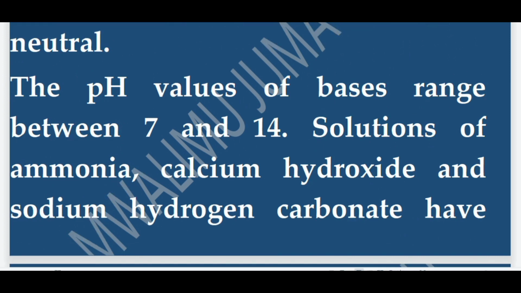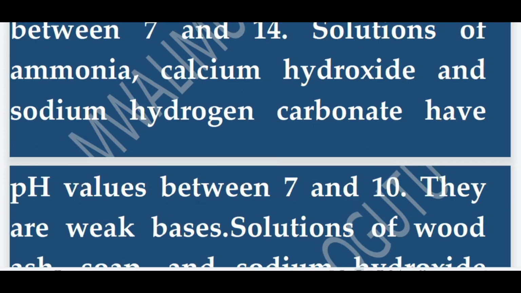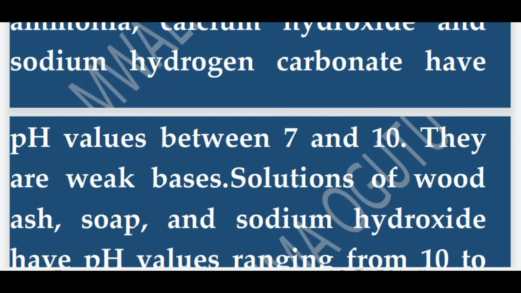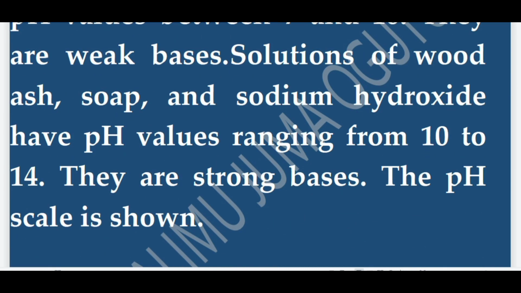The pH values of bases range between 7 and 14. So solutions of ammonia, calcium hydroxide, and sodium hydrogen carbonate have pH values between 7 and 10. They are weak bases. As the values increase from 7 to 14, the strength of the bases also increases. Solutions of wood ash, soap, and sodium hydroxide have pH values ranging from 10 to 14, and we say that they are strong bases.